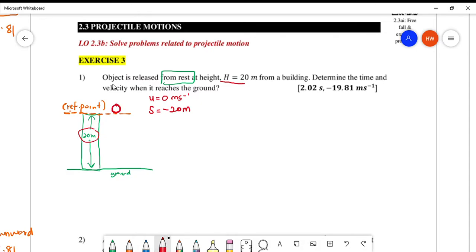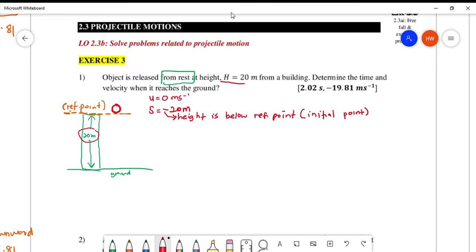Bila kita punya S ni, kita kata height kita ni di bawah, below the reference point. Yang oranye ni reference point. So height kita adalah below reference point. Therefore, we have to put the negative sign, because the height is below reference point. Awak kena faham reference point tu apa. Reference point tu adalah initial point, where you release the ball.